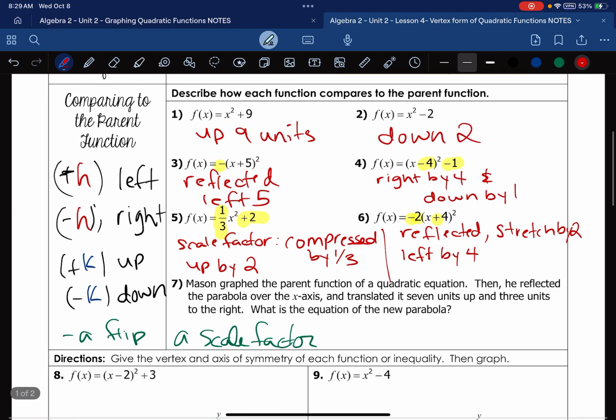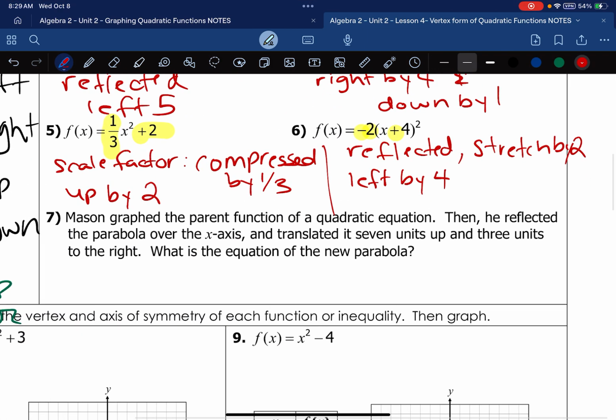All right, now let's look at, I'm going to move my scale factor over now, just so it's out of the way of the word problem. Mason graphed the parent function of a quadratic equation. So remember, that's that f of x equals x squared that we highlighted at the top. He then reflected the parabola over the x-axis and translated it 7 units up and 3 units to the right. What is the equation of the new parabola?